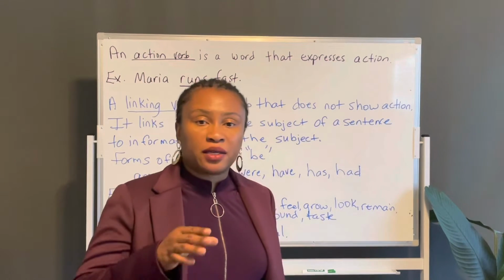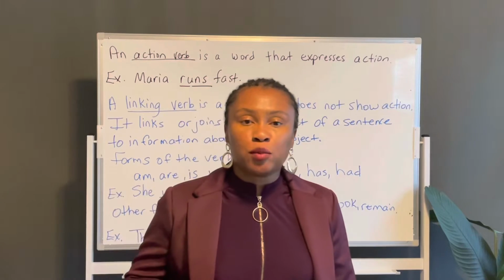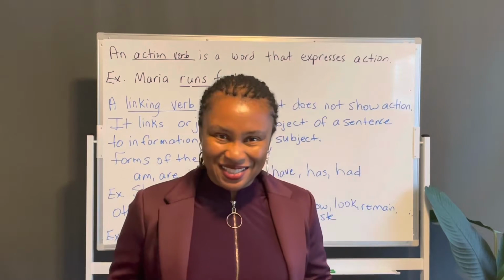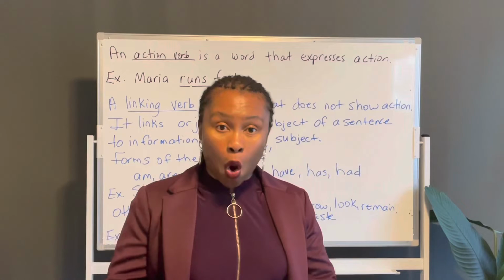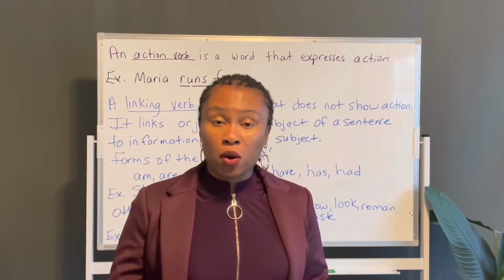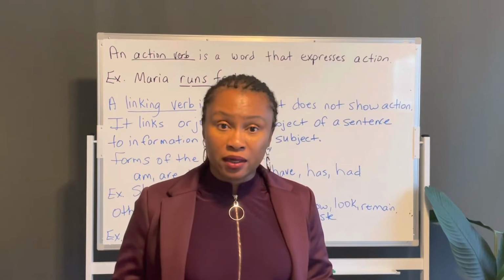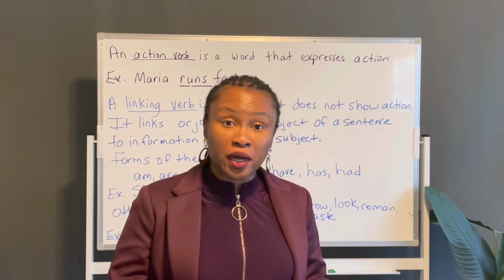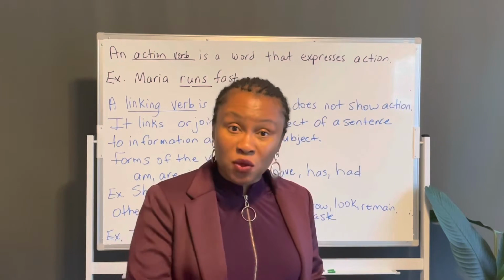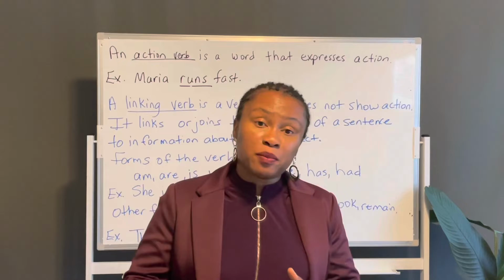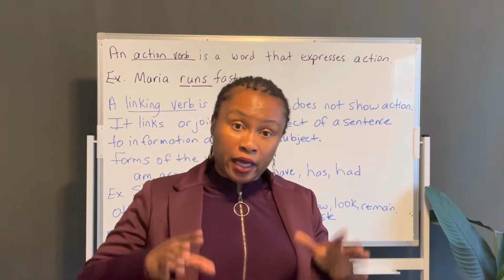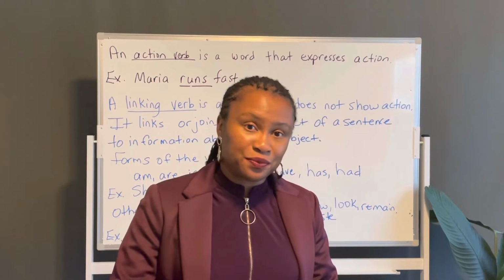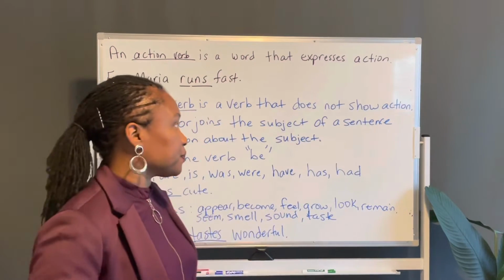Another way to think about an action verb is that action verbs you can observe in progress. For instance, walk, you can observe someone walking. Swim, you can observe someone swimming. Talk, you can observe someone talking. Cook, you can observe someone cooking. So action verbs can be observed and you can see them in progress. All right, the action is in progress.